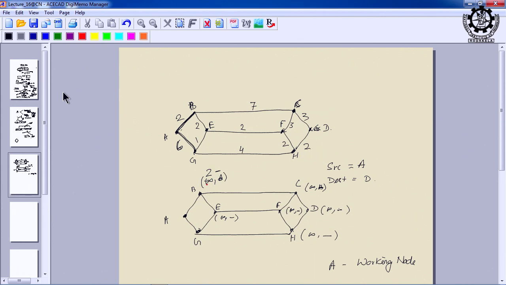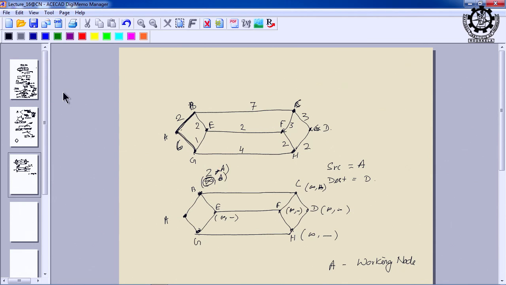So, infinity will be replaced with a new value. New value means it should be lesser than the current one. So, definitely 2 is lesser than infinity. So, I find a shortest path from A. So, I say 2, A. That means I have a shorter path from A to B, which value is equal to 2, right.